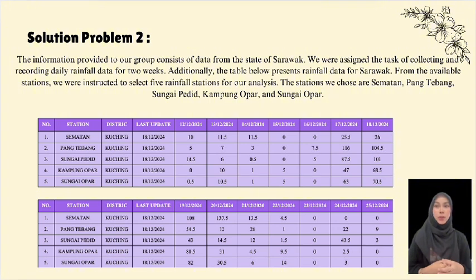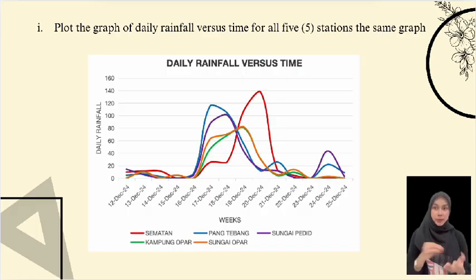Our group focuses on rainfall data from Sarawak. We collect and record daily rainfall data for 2 weeks. For analysis, we select 5 stations: Sematan, Pantebang, Sungai Pedit, Kampung Opah and Sungai Opah. Based on this graph, the data was collected over a 40-day period.